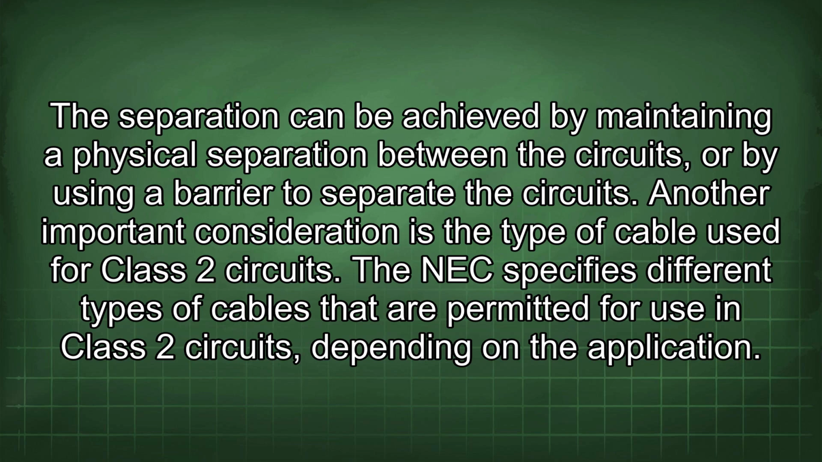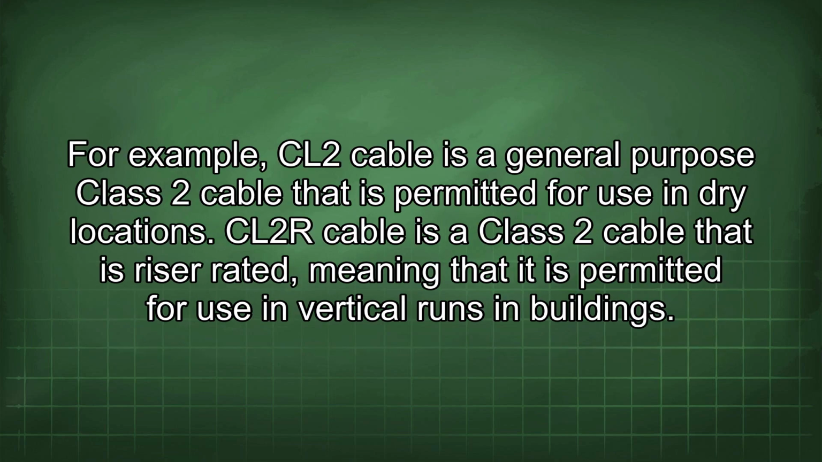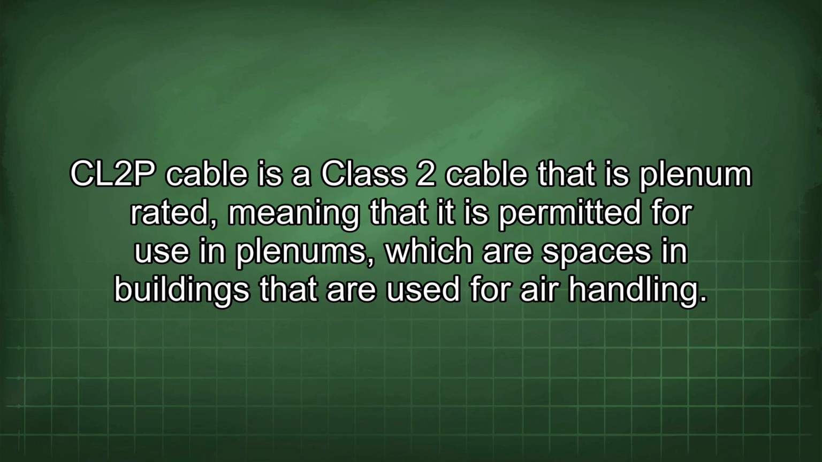Another important consideration is the type of cable used for Class 2 circuits. The NEC specifies different types of cables that are permitted for use in Class 2 circuits, depending on the application. For example, CL2 cable is a general-purpose Class 2 cable that is permitted for use in dry locations. CL2R cable is a Class 2 cable that is riser-rated, meaning that it is permitted for use in vertical runs in buildings. CL2P cable is a Class 2 cable that is plenum-rated, meaning that it is permitted for use in plenums, which are spaces in buildings that are used for air handling.